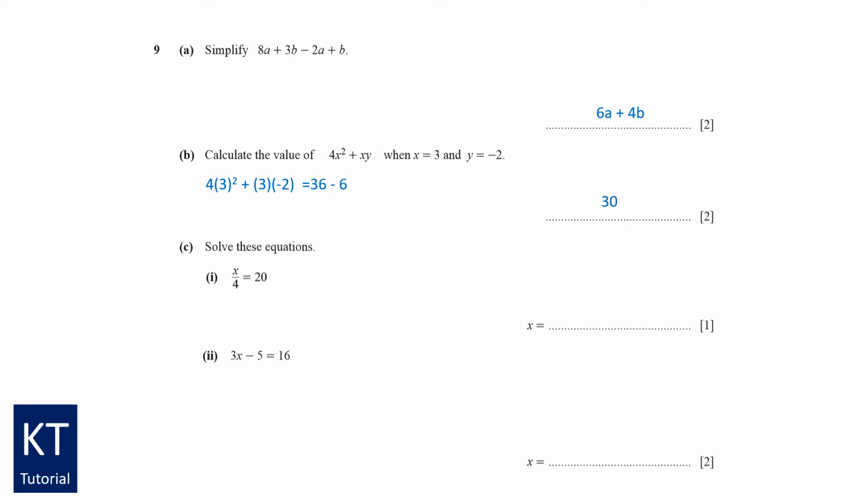Question 9c. Solve these equations. X over 4 being equal to 20. X comes to 80. Next, solve the equation of 3x minus 5 equals 16. By doing the math, x equals 7.